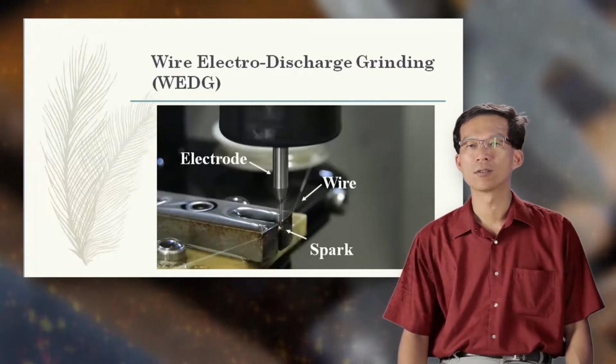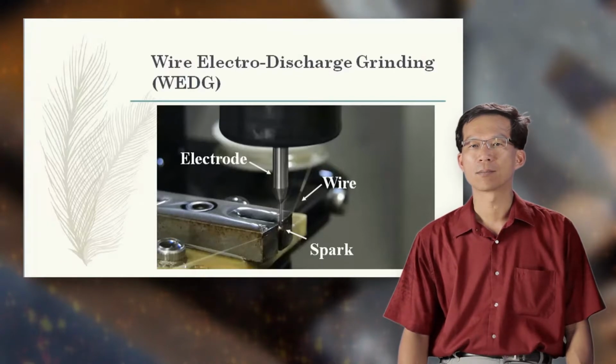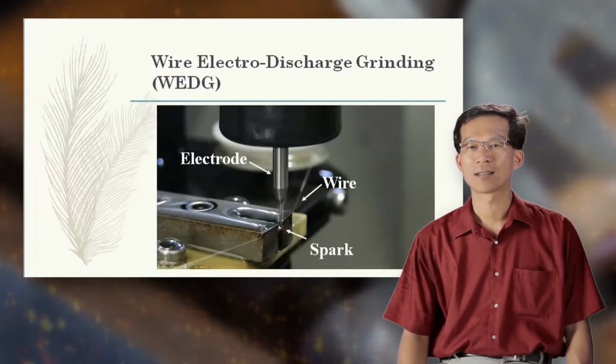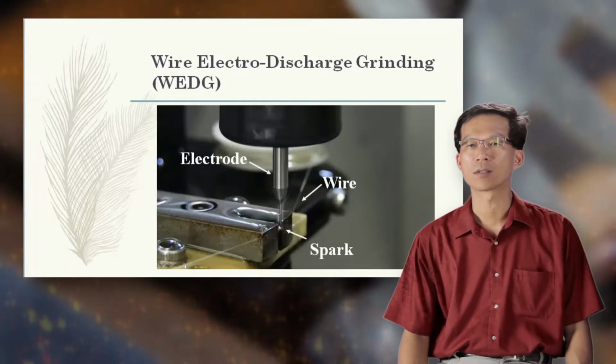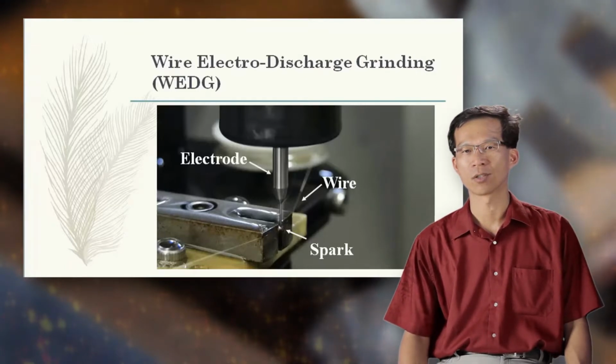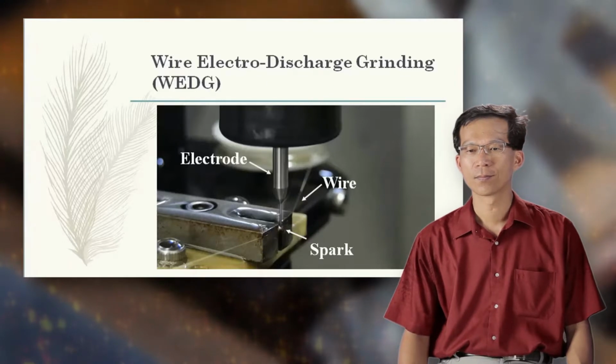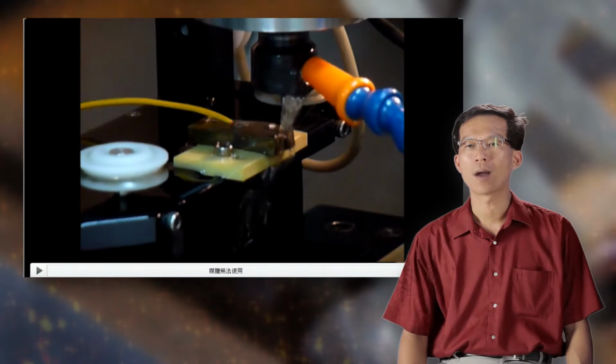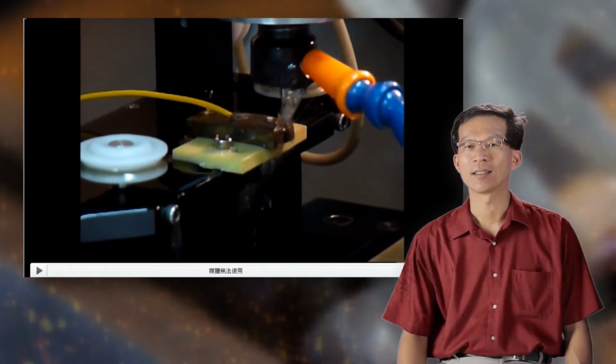There is a gap between wire and electrode. Traveling wire is used as a tool to machine the electrode. This method provides high accuracy and good repeatability with an error of less than 1 micrometer, and therefore it solves all the difficulties of electrode preparation. This video shows the wire electrode discharge grinding technique.